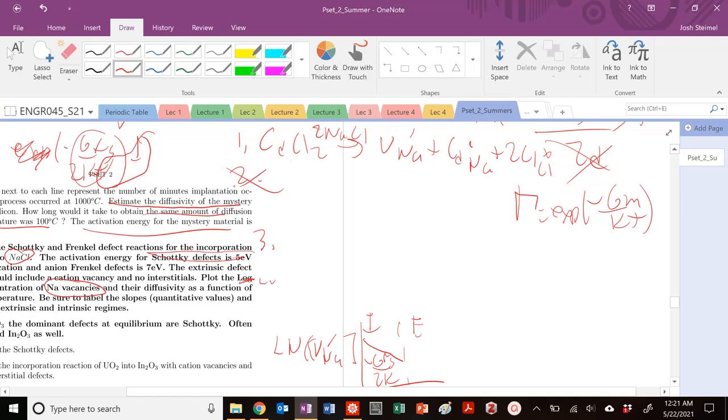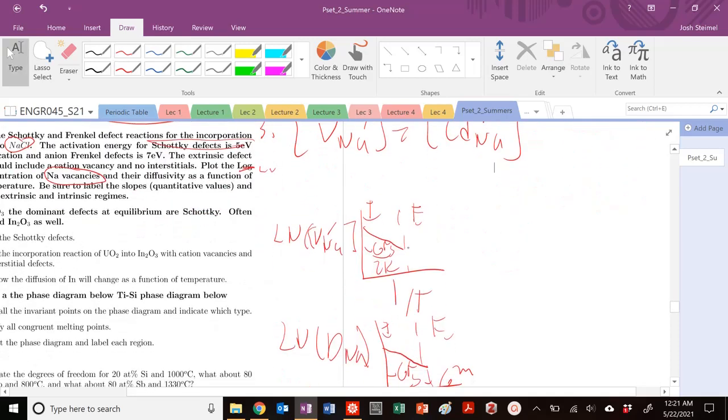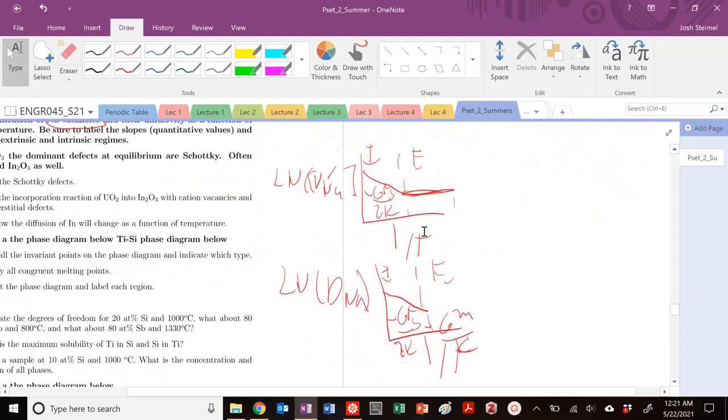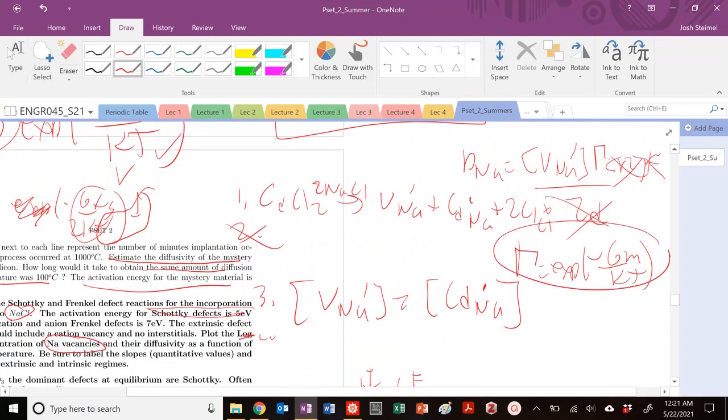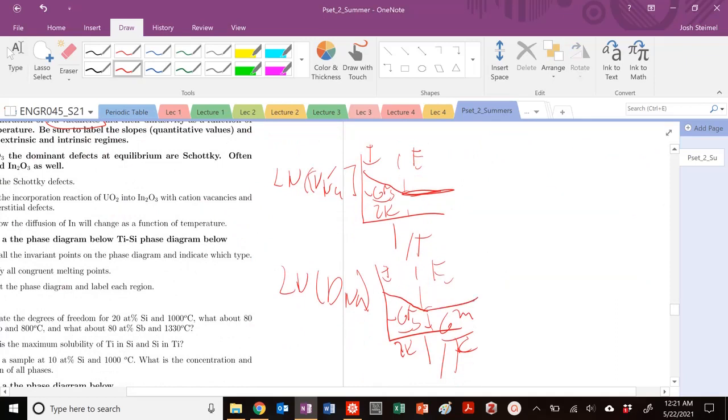There's no rate reaction because this is an extrinsic reaction. My electroneutrality statement here is going to be equal to this, Cd_Na as such, and that's going to give me a flat slope here in terms of the temperature dependence for my extrinsic reaction. And for diffusivity, exactly the same. This is my only temperature dependent parameter. So the slope here is just going to be minus Gm divided by k.